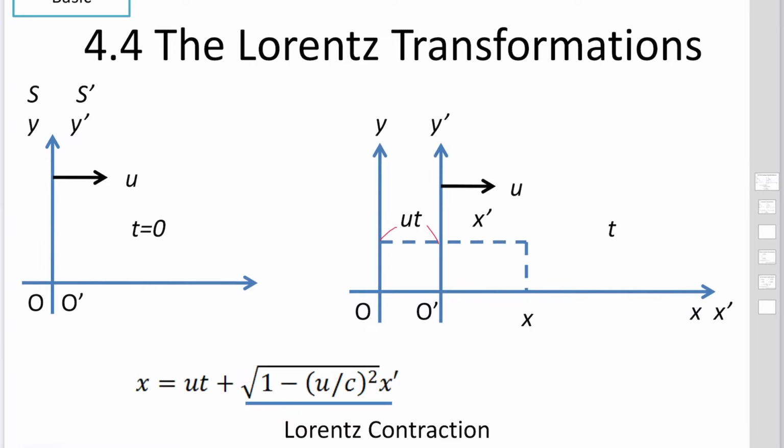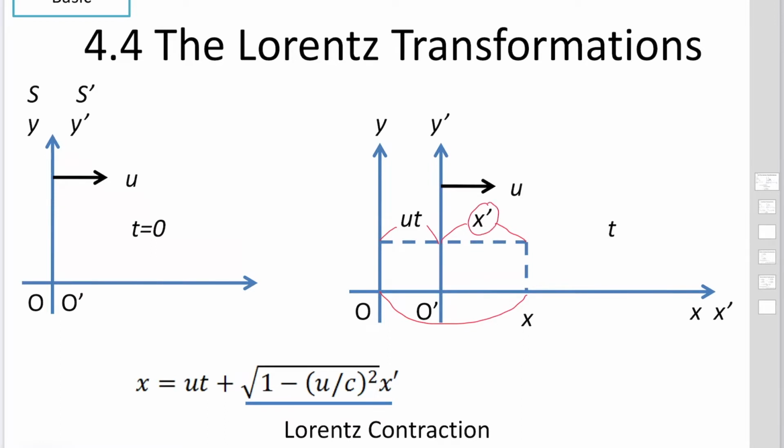Then we'd like to find out the relation between the x coordinate in the S frame and the x prime coordinate in the S prime frame. The x coordinate measures the distance in S. So in the S frame it can be expressed as the sum of two lengths: ut plus this length. But this length is measured by the person in the S prime frame as x prime.